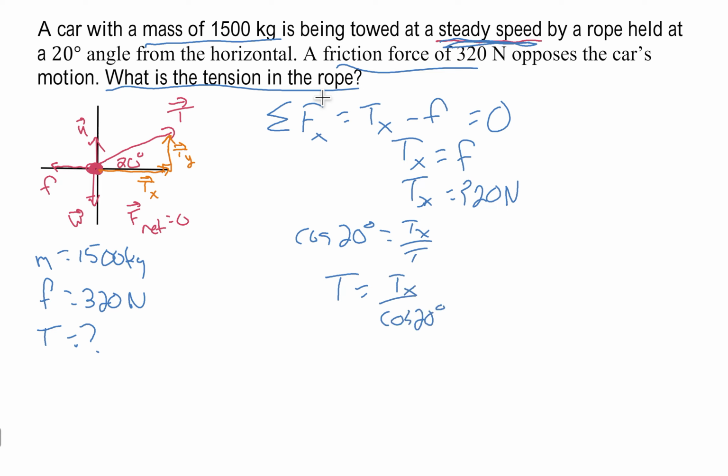Now I know T sub x is 320 newtons, so I can substitute that in. I have 320 newtons over cosine 20 degrees, and I can plug that into my calculator. I wind up with T equals 340 newtons after significant figures.